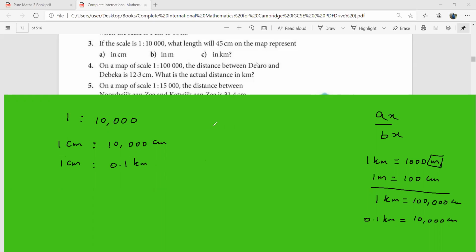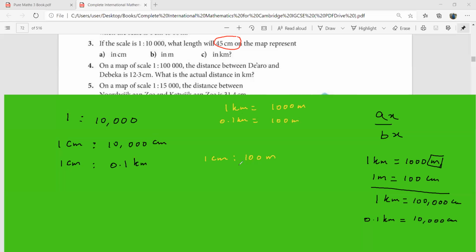Okay. Or you can also say that if you want to write that in meters, so the same scale can also be written as 1 centimeter is going to represent 100 meters. Okay, because 1 kilometer is 1,000 meters. If 1 kilometer is 1,000 meters, then 0.1 kilometer is going to be 100 meters. Okay, so it says we have here 45 centimeters. Okay. So we want to know what this is in centimeters.